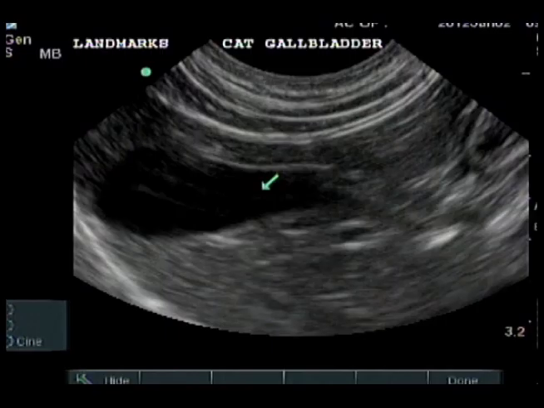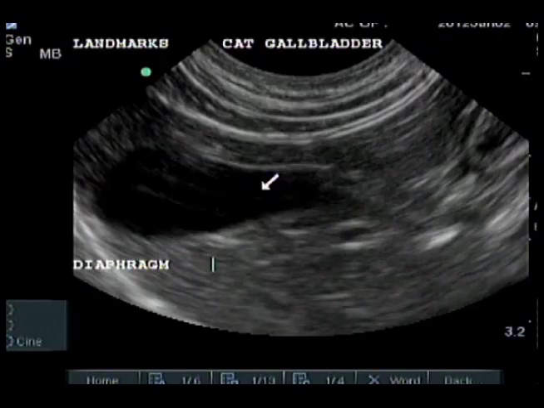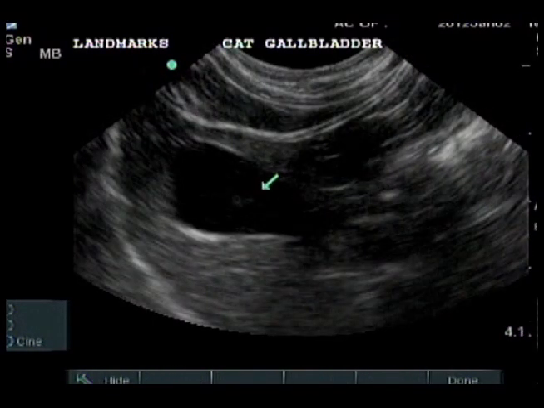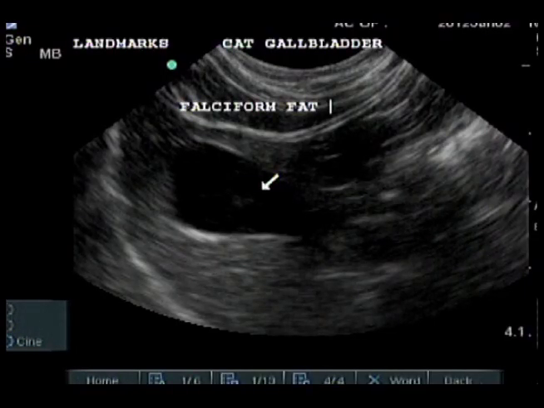Landmarks are important to help you find the organs you are searching for, especially if you do not recognize an organ that is not normal in appearance. The diaphragm is cranial to the liver and gallbladder in the sagittal view. The gallbladder is usually surrounded by liver. The stomach is caudal to the liver. Near the ventral midline, falciform fat is often seen ventral to the liver.